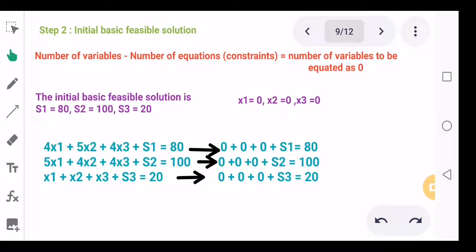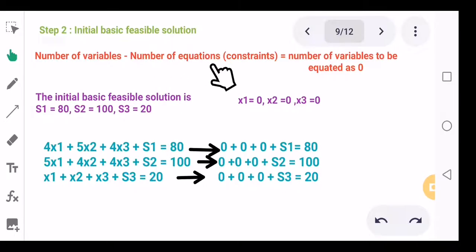Now, out of all the 6 variables, for which variables should we assign the value as 0, and for which should we assign some other numerical value? How to find that out is by using this simple logic. Number of variables minus number of equations will give you the number of variables to be equated as 0.